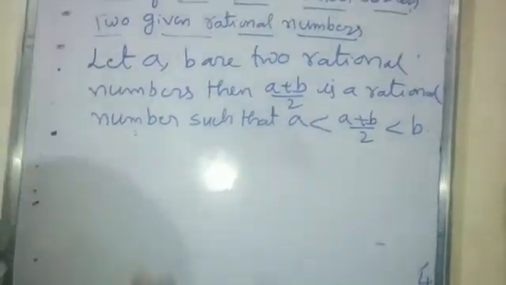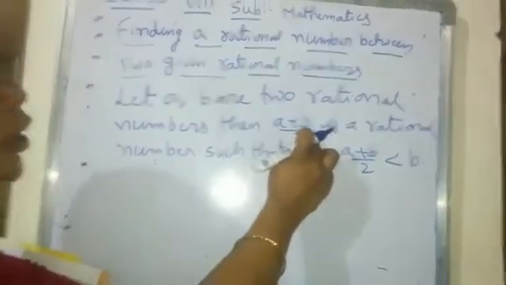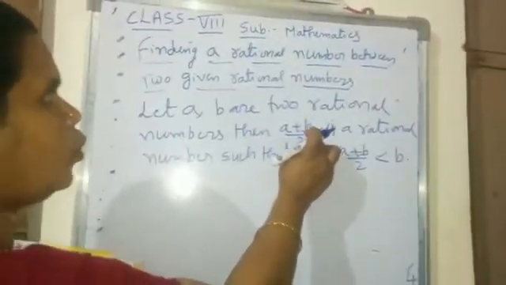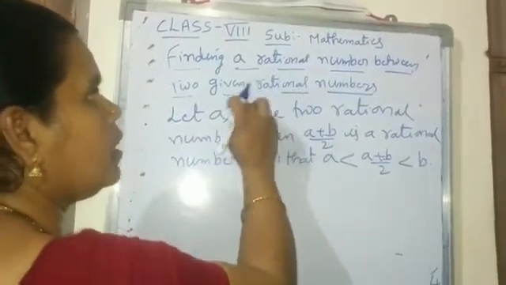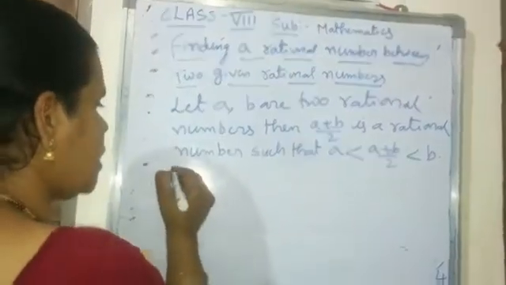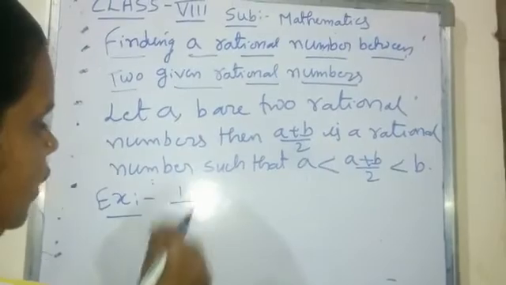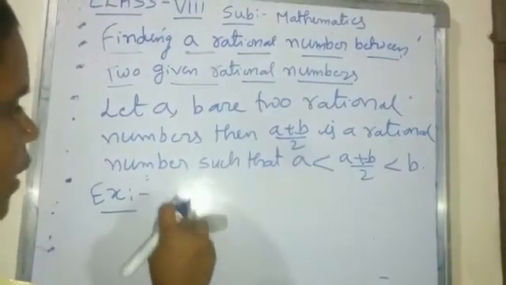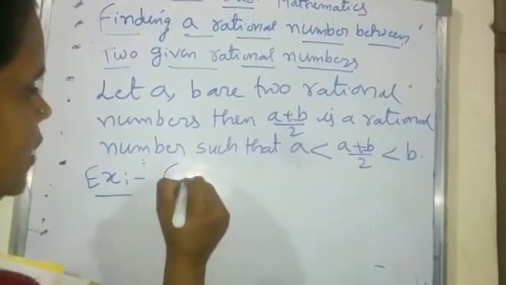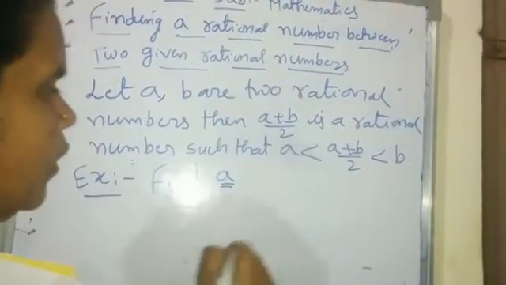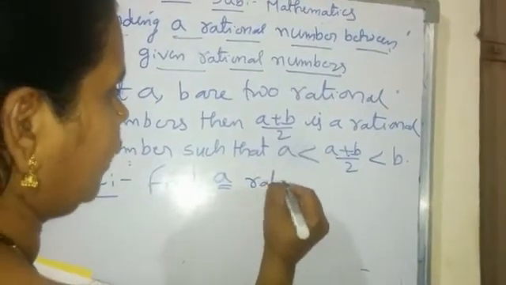Now see, children, this formula is also called the mean method. With this formula we can find only one rational number between the given two rational numbers. Let us take an example. Find a rational number between 1 by 2 and 1 by 4. Here, a rational number means only one rational number.